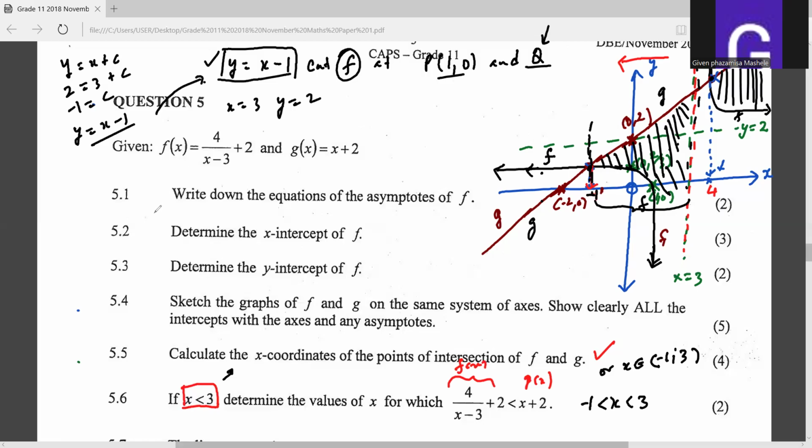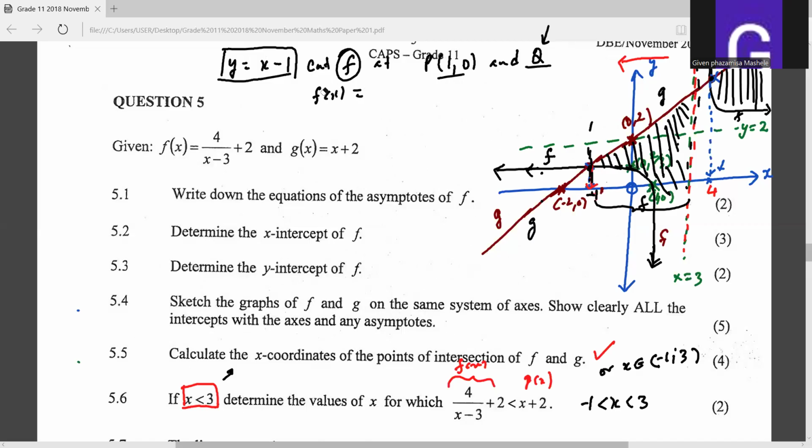All right. Now, to determine the coordinate of q, the line y equals x minus 1 and f, these are the points of intersection, because they cut at these 2 points. So we're going to take the function f and equate, we have to solve simultaneously actually.